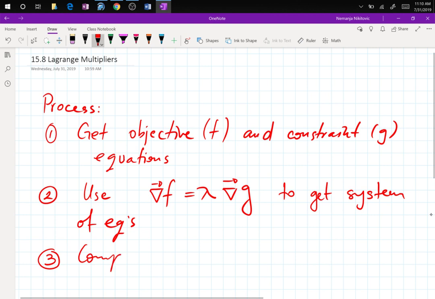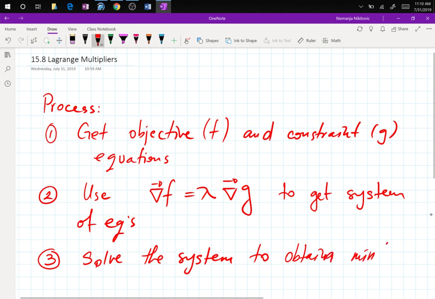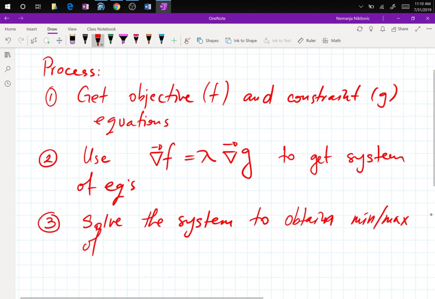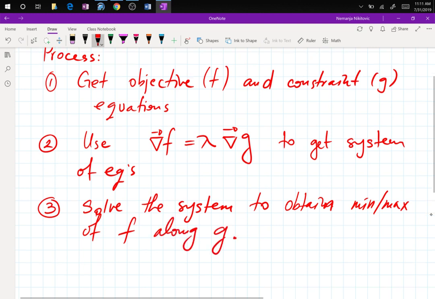Number three, solve the system to obtain min and max of f along g. So that's the procedure.